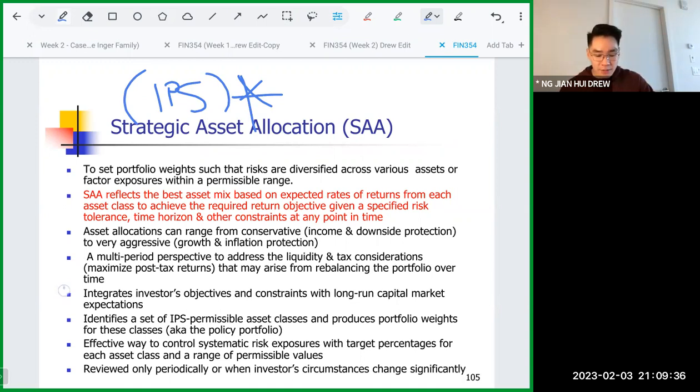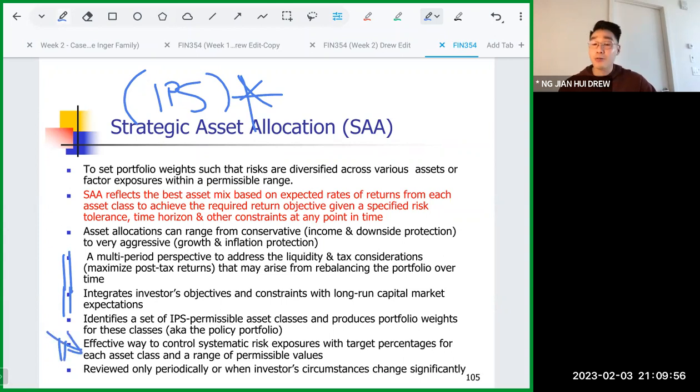And when we think about the IPS, we think about all these constraints. Remember, we talked about liquidity. We also talked about generation skipping. I hope you remember what generation skipping is, right? If you talk about tax concerns, all these are things that we need to think about in strategic asset allocation. We need to think about systematic risk.